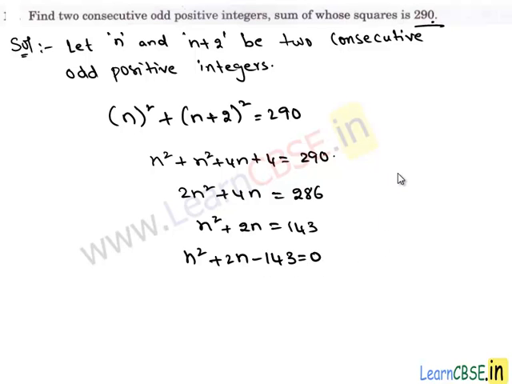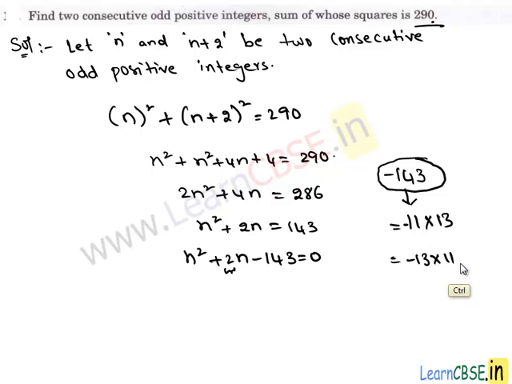Now we have to take the constant term, which is negative 143, and find its factors. What are its factors? Here 143 is 11 times 13. Here we have a negative sign, so we put negative 11 times 13. Similarly, negative 13 times 11 is also negative 143. So we have to take the factors in such a way that the sum of these factors is equal to the coefficient of x. If we take negative 11 and 13, when we add them, the sum is equal to plus 2. So we take these factors, negative 11 and 13.